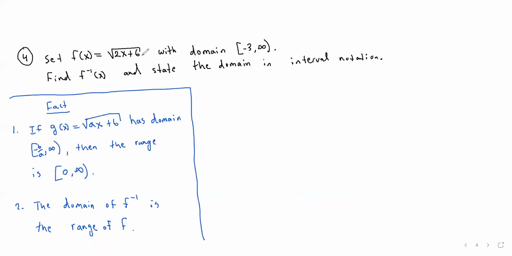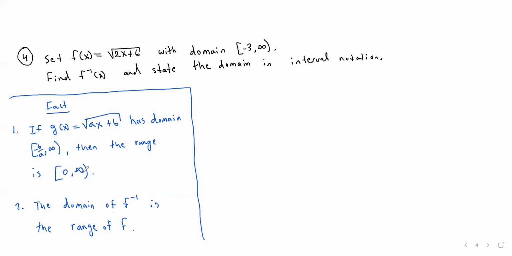So let's now look at problem 4. Here we're given the function f of x equals the square root of 2x plus 6, with domain minus 3 to infinity. Our directions are to find f inverse of x and state the domain in interval notation. First we're going to use this fact that I've written here: if we have a function g of x of the form square root of ax plus b, and its domain is the interval minus b over a to infinity, then the range is the interval 0 to infinity.